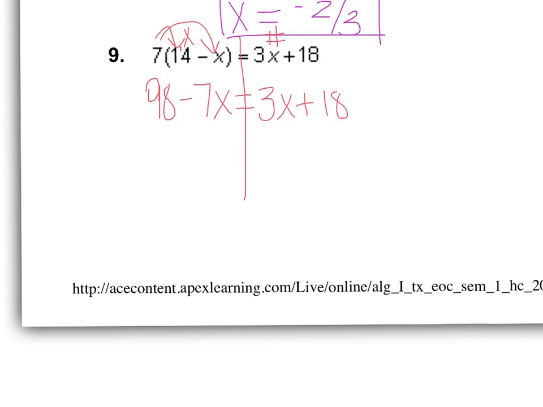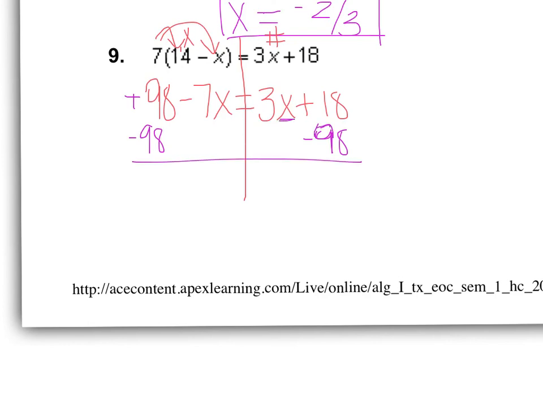So I need to move some things around. So one of the things that's out of place is this 98. So I'm going to minus 98 from both sides. The reason I minus 98 is because it's currently positive. From the right side, I can only minus 98 from the 18. I can't subtract it from the 3x because this has an x with it. So I have negative 7x equals 3 times x minus 80. 18 minus 98 is negative 80.